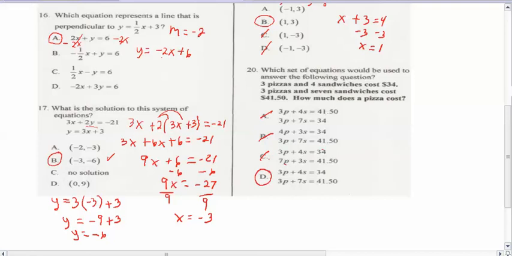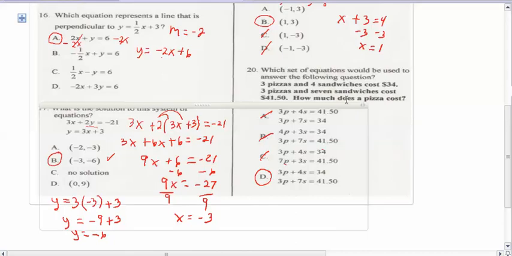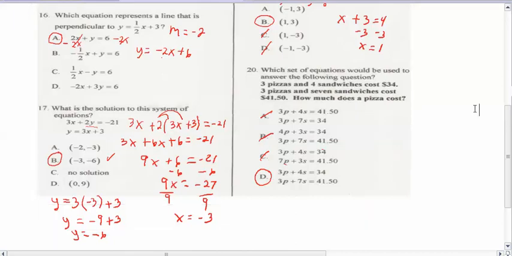Alright, so we just did 1 through 20 on our district assessment review. And check your work. Ask me with any questions you might have.